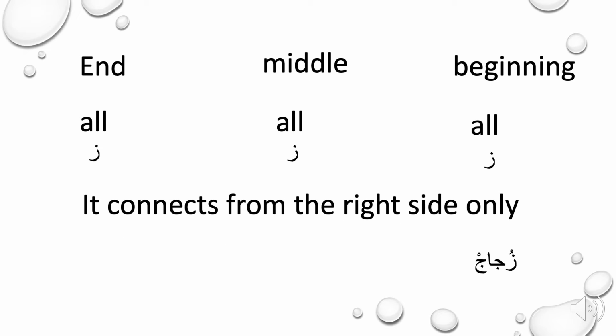So look at it. In this word, it came in the beginning. There's nothing on the right side, but there is a Jim on the left side. And it did not connect to the Jim because we said it connects only to the letters on the right side only. Here, it came in the middle, and that's why you can see that it's connected to the letter on the right side, which is the Jim, but it's not connected to the letter on the left side, which is the Ra. And finally, in this word, it came in the end, and it's connected to the letter on its right side, which is the Jim.